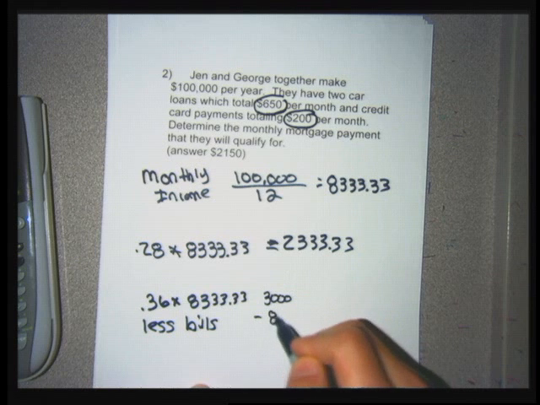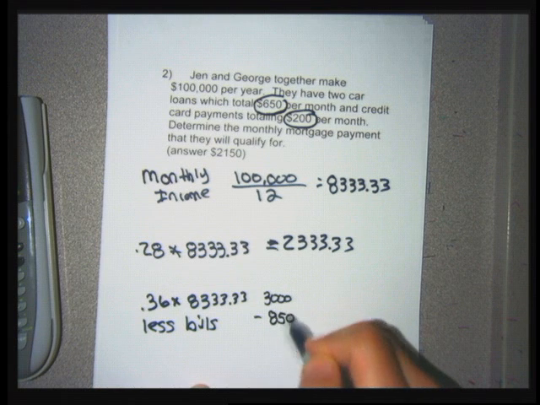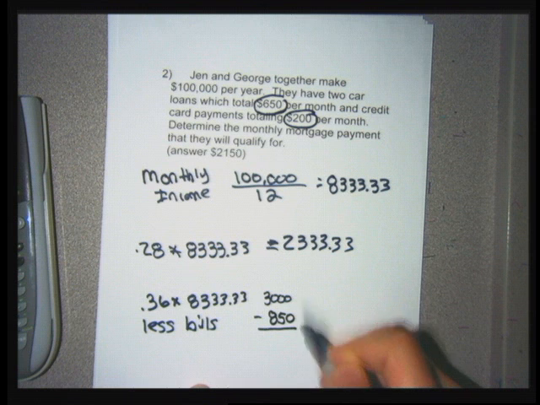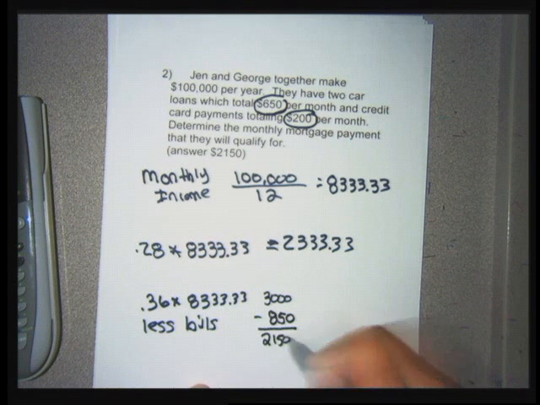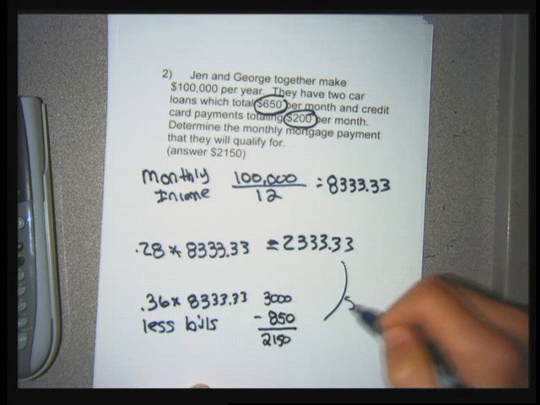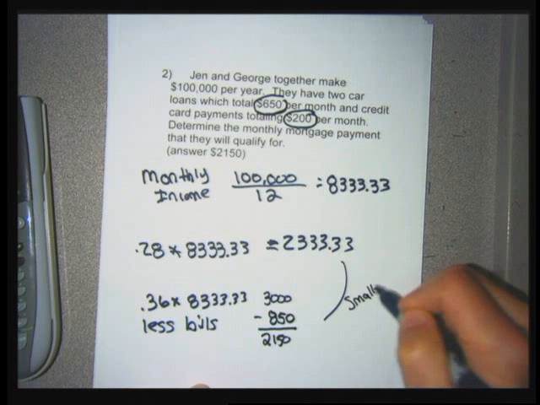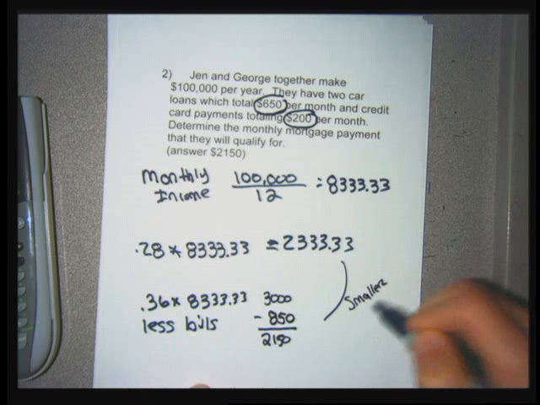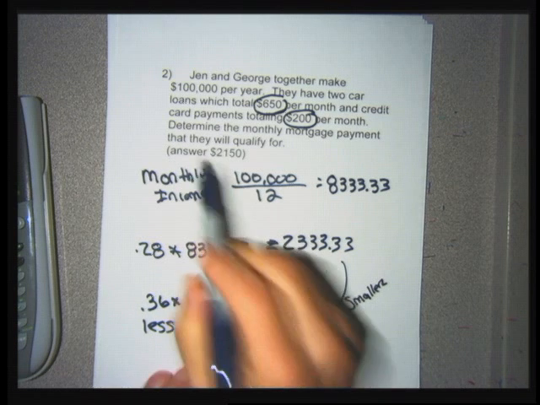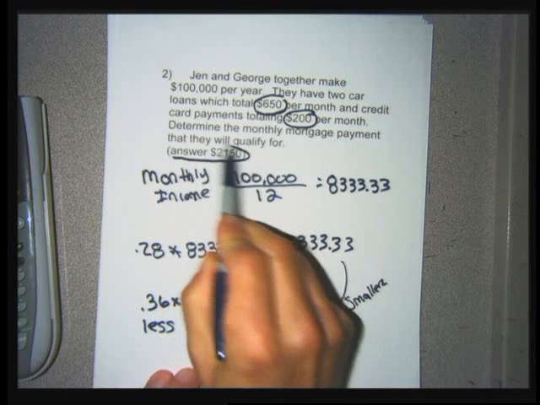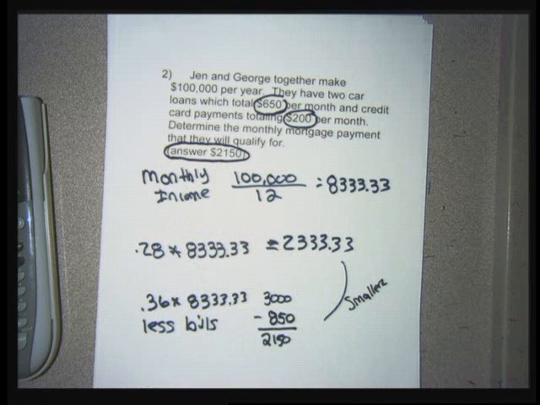So I'm taking the $3,000, which is the 36% of their income, subtracting the $850. That comes out to $2,150. And once I do the two different computations, the 28% without any subtraction, the 36% subtracting bills, I take the smaller of the two amounts, and this is why in my answer I said that Jen and George can qualify for a $2,150 per month payment. It's the smaller of the two computations.